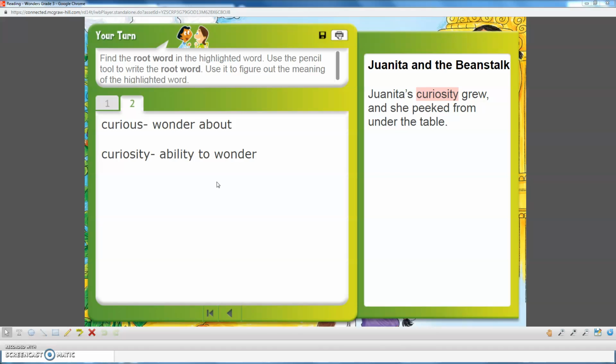So remember, the root word is the simplest form of the word. So when we look at a word, think about what that root word could be. What is the simplest form of that word? Curious out of curiosity. Then we can think about what that root word means to help us understand what that word means that we might not be familiar with.